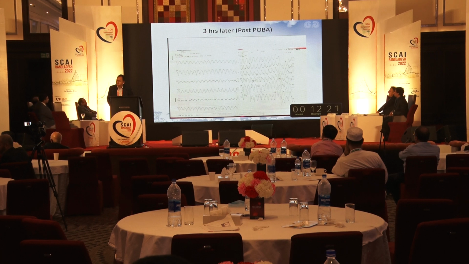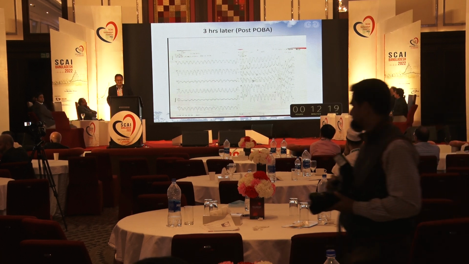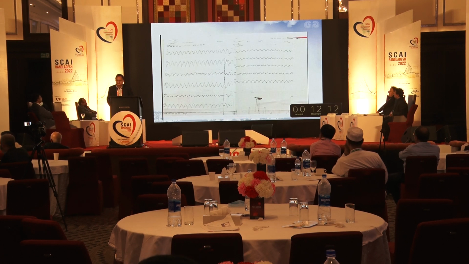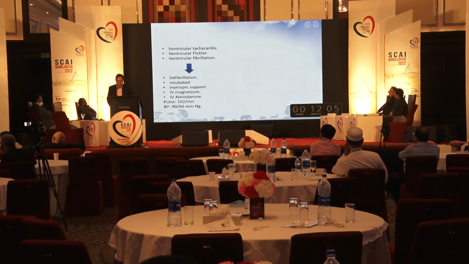3 hours later, he had sustained VT. He had to be defibrillated a couple of times, 6 or 7 times. He went into ventricular flutter and fibrillation. So this patient had VT, flutter, fibrillation, was defibrillated, and electrolytes were normal. He was intubated, put on inotropic support, given IV magnesium and amiodarone, and with these medications he became stable. Blood pressure was 90 over 60.